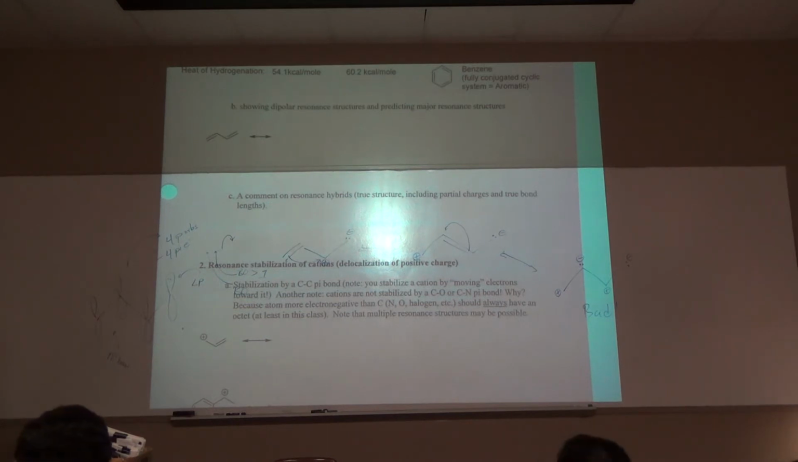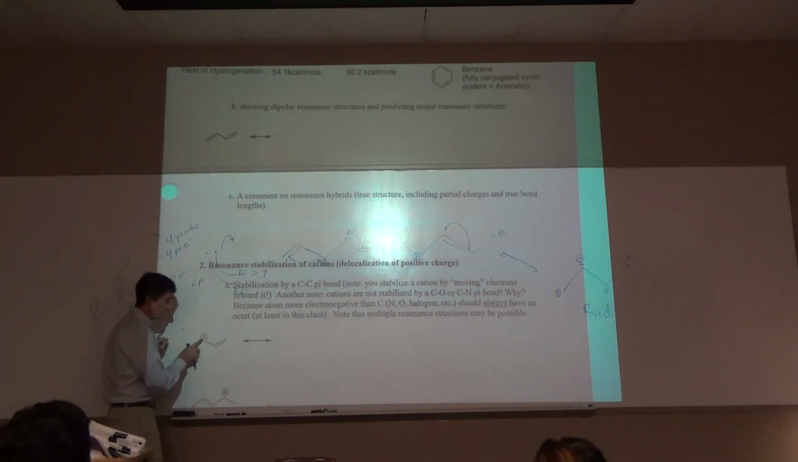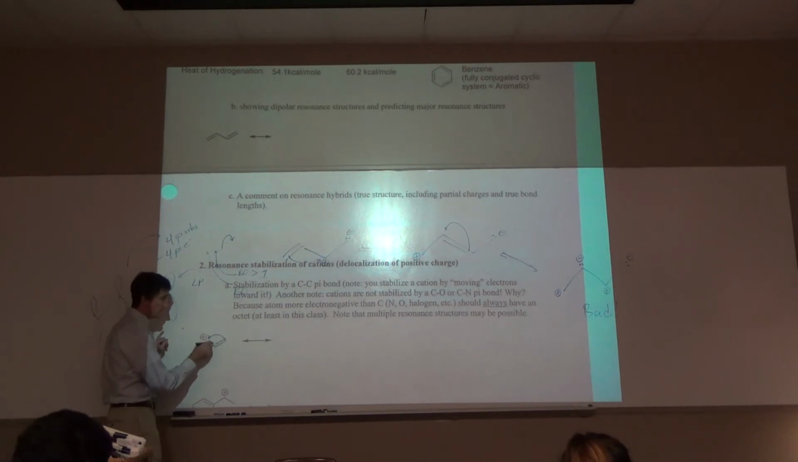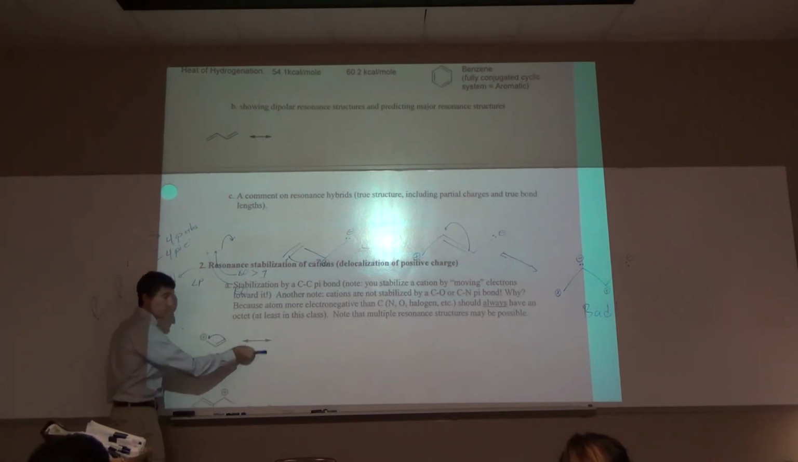Many times I see you guys want to move electrons away. How does that stabilize a cation? It does not. Okay. Can we move electrons towards this? Yes. We can do the old windshield wiper. We can move these over here. All right? Move windshield wiper.